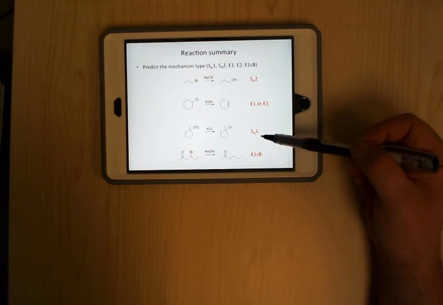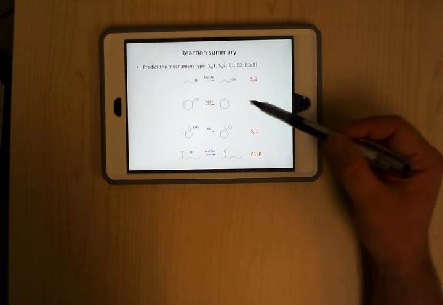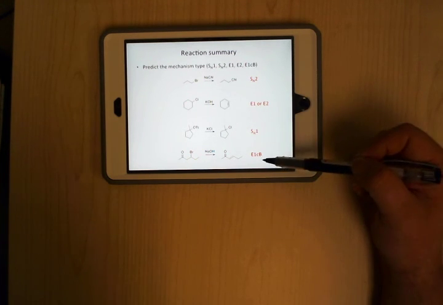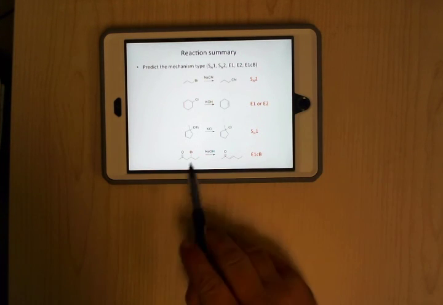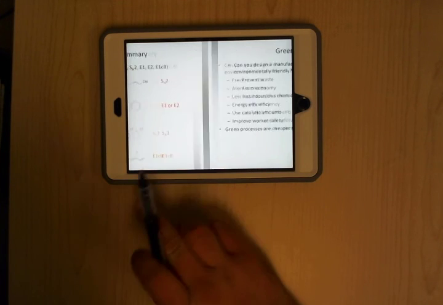SN2 because it's primary, SN1 because it's tertiary, E1, E2 we can't tell. And we know it's not an E1CB, so it's really hard to tell on that one, so I'll take either answer. In this one, it's E1CB because 2 away is a C double bond O.